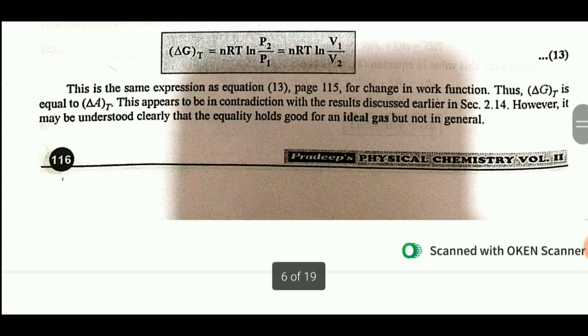This is the same expression as equation 13, page 115, for change in work function. Thus, ΔG at constant temperature is equal to ΔA at constant temperature. This appeared to be a contradiction from the result discussed earlier in section 2.14. However, it may be understood clearly that the equality holds good for an ideal gas but not in general.